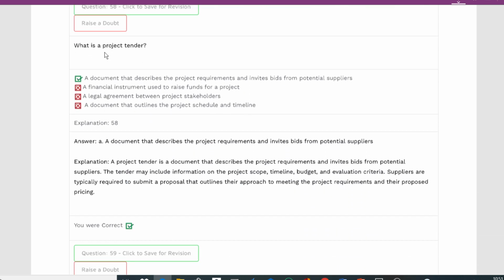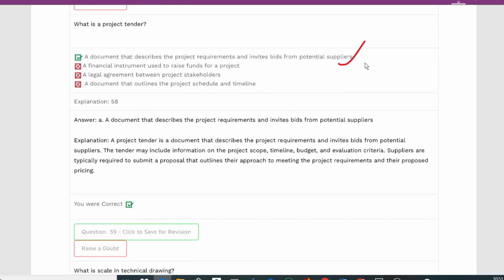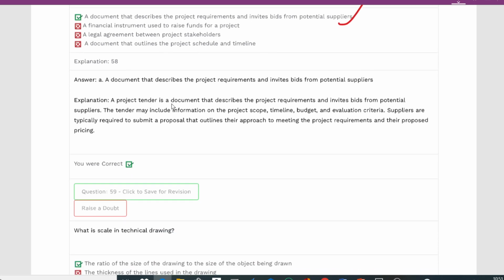Now, what is a project tender? A project tender is a document that describes the project requirements and invites bids from potential suppliers. So, option A is correct here. The tender may include information on the project scope, timeline, budget, and evaluation criteria. Suppliers are typically required to submit a proposal that outlines their approach to meeting the project requirements and their proposed pricing. So here option A is correct.